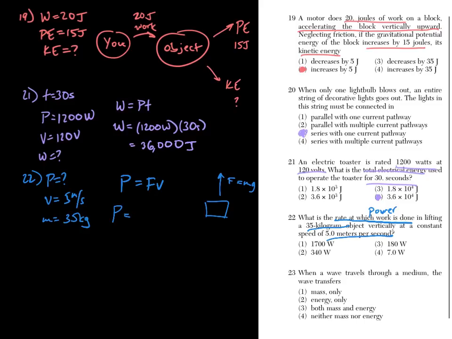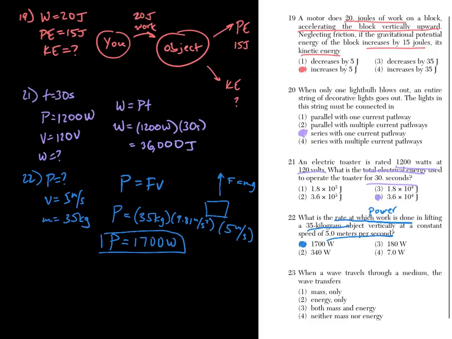So we're going to take the mass, multiply it by 9.81 to get the force. And then we're going to multiply it by the velocity to get the power. And you should get about 1700 watts as your answer. Choice 1, somewhere close to there.